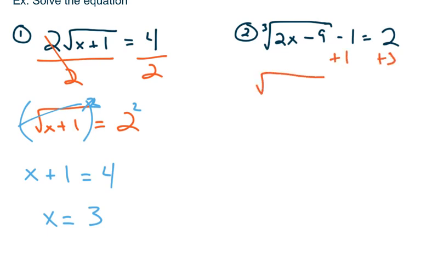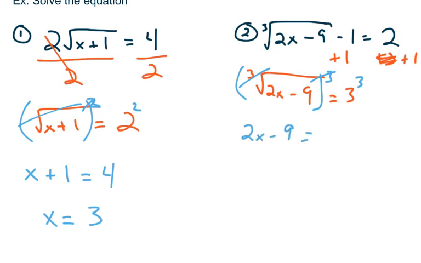So we'll have the cube root of 2x minus 9 is equal to 2 plus 1, 2 plus 1 is 3. And then we'll need to get rid of the radical because the radical is now by itself. To undo a third root, we're going to raise both sides to the third power. Okay, so the cube root and the cube cancel each other out. We're left with 2x minus 9 is equal to 3 to the third power.